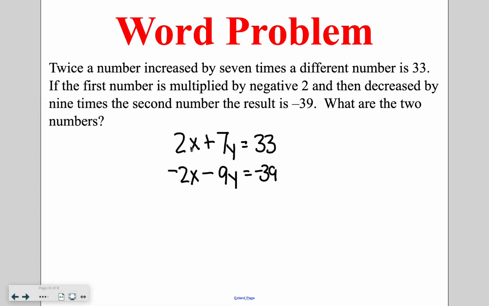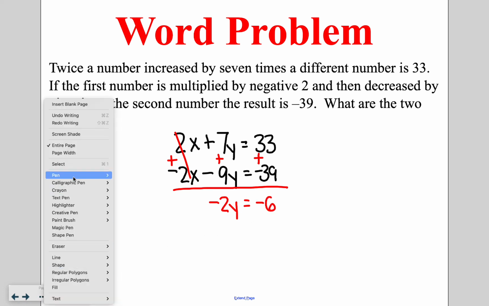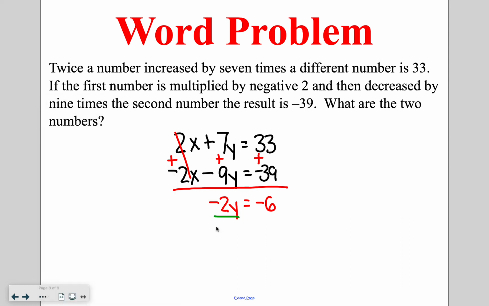Now I look at my variables. The 2 is the one with the similar coefficients. Since it's +2 and -2, I'm going to add all of these expressions. So 2 plus -2 is 0. That's eliminated. 7 plus -9 is -2y. And 33 plus -39 is -6. Then I'm going to solve my equation by dividing by -2, which is going to give me that y is equal to 3.